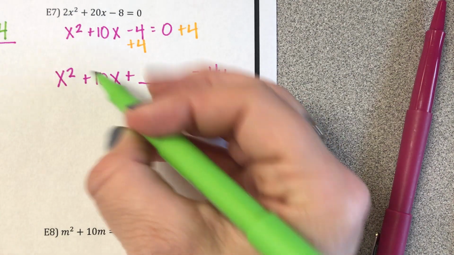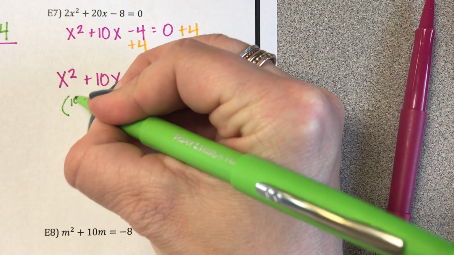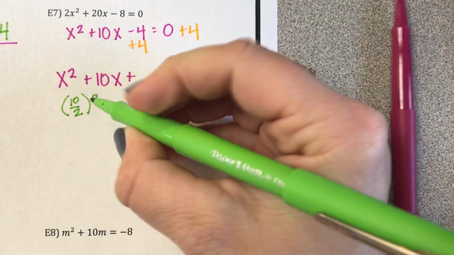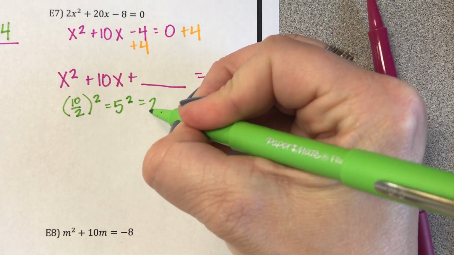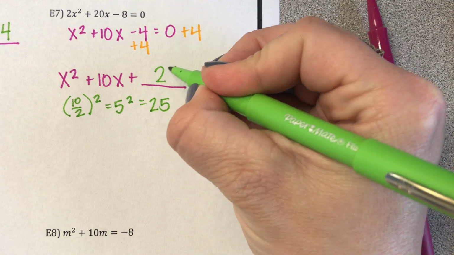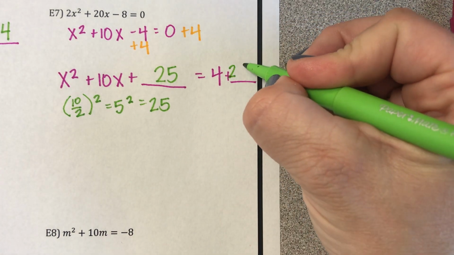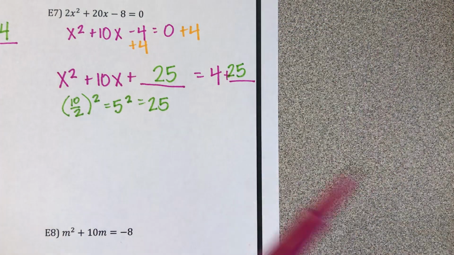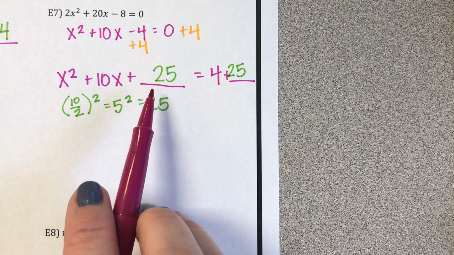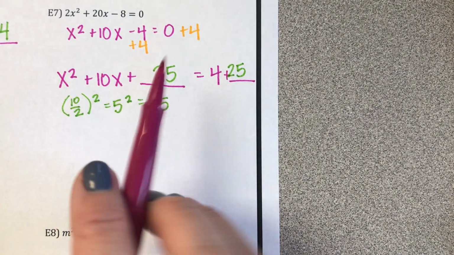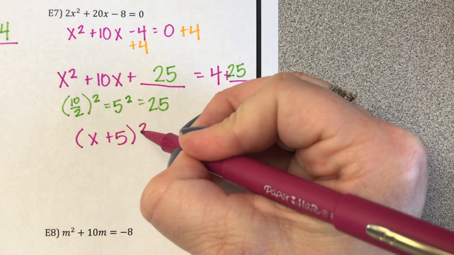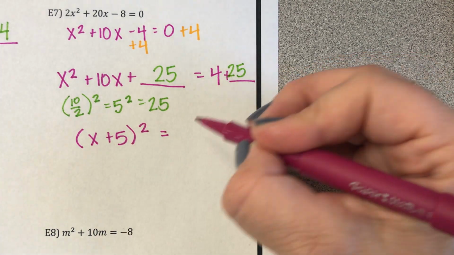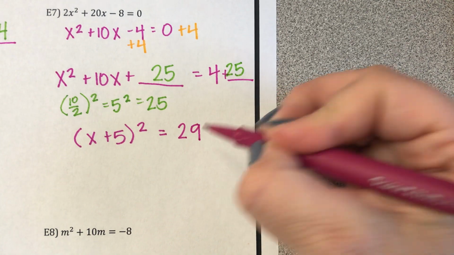So I'm going to do the same thing, right? B over 2 squared. So that's 5 squared, which is 25. So that's what I'm putting in my blank. So now I can factor this. This is a perfect trinomial square. I have x squared and 25. So this is x plus 5 squared equals 4 plus 25 is 29.